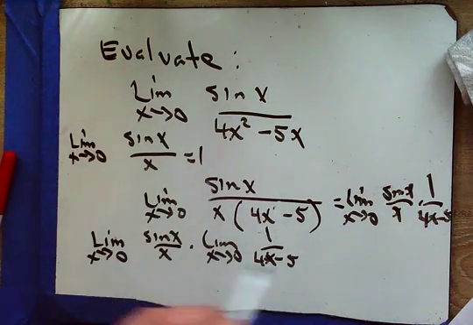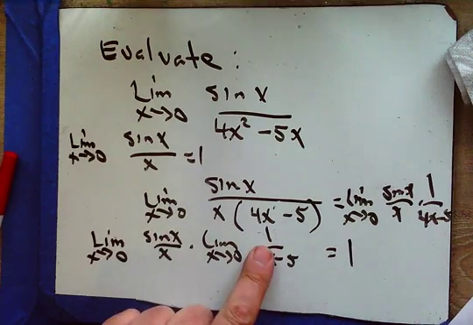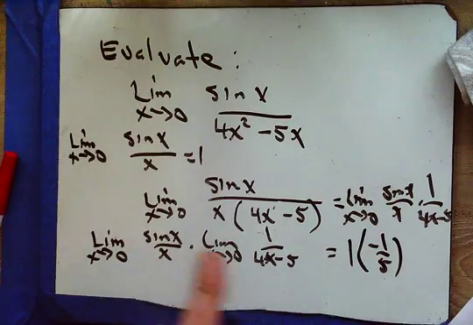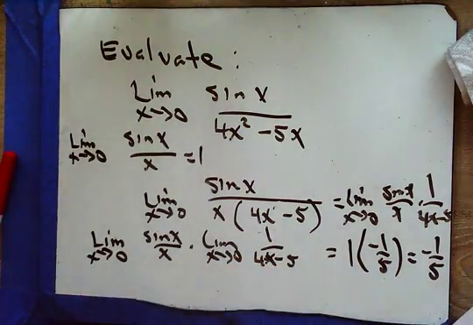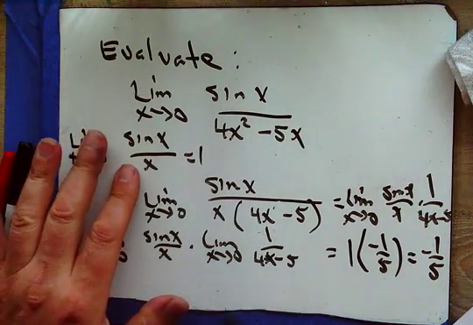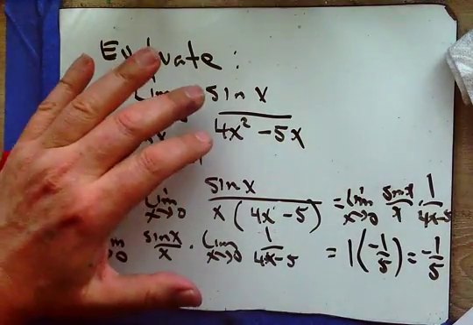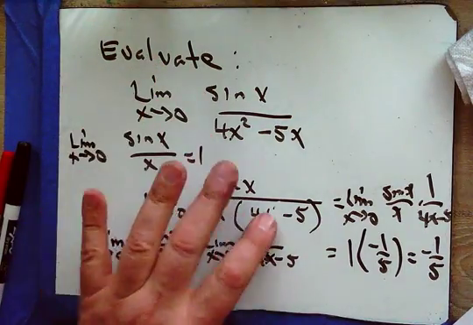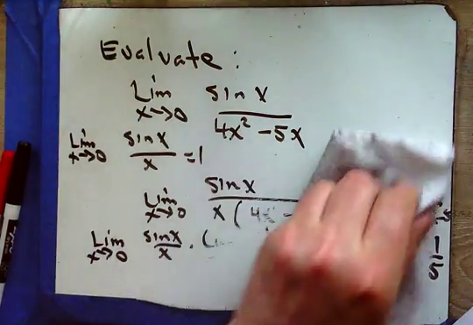So we know this is 1, and what about this? When I plug a 0 in here, that goes away, and I have negative 1/5. So 1 times negative 1/5 is negative 1/5. That's how I evaluate that. I need to remember this, I need to use this, and that suggests to me how I should manipulate this by factoring out that x on the bottom to get the sine x over x that I'm looking for.